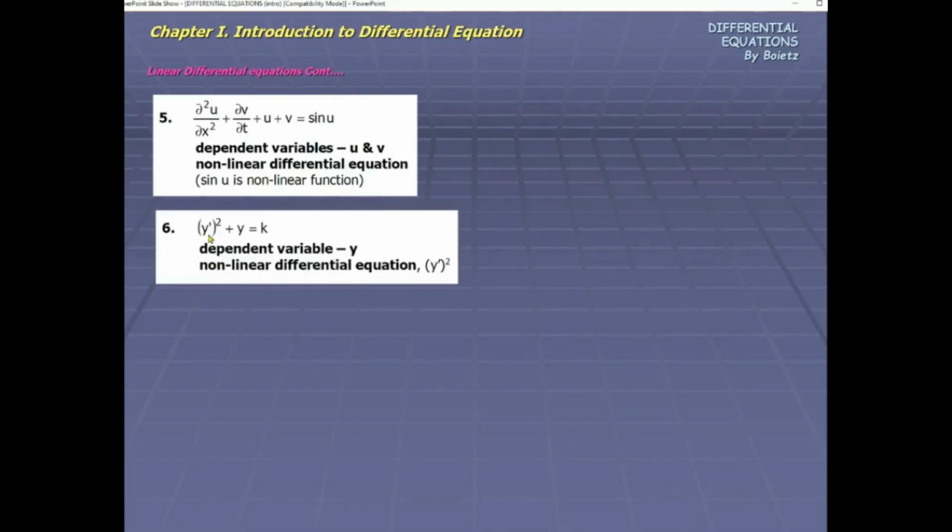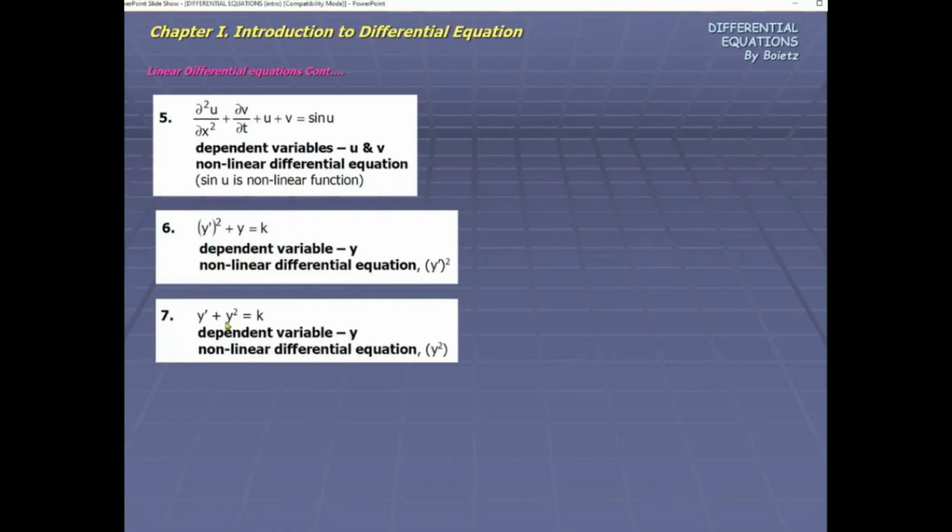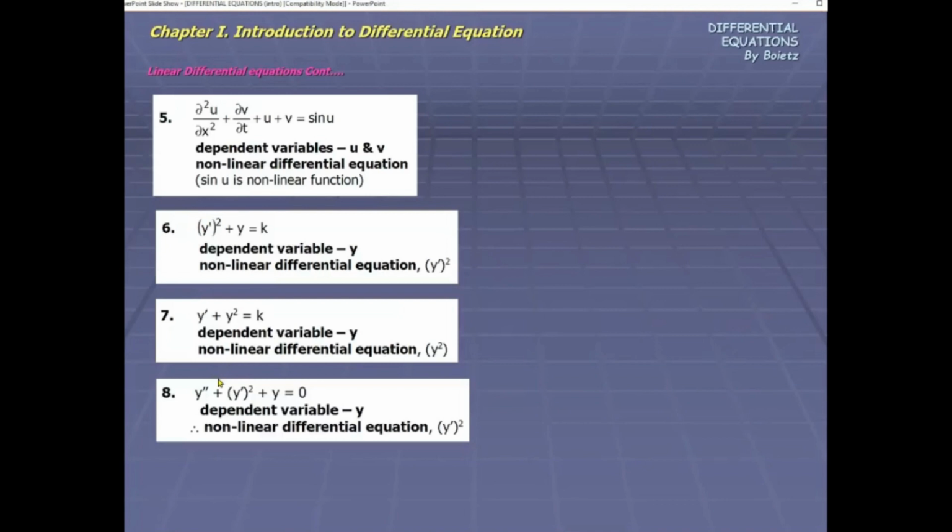Next one. Here, y prime squared and dependent variable mo dito, y, naka-square itong y prime. So, therefore, non-linear differential equation na siya. Here, y prime plus y squared equals k. So, ang dependent mo again dito is y. So, non-linear siya kasi naka-square yung y mo. This one is not a linear function but instead, it is a parabolic function. Raised to 2, parabolic yan.